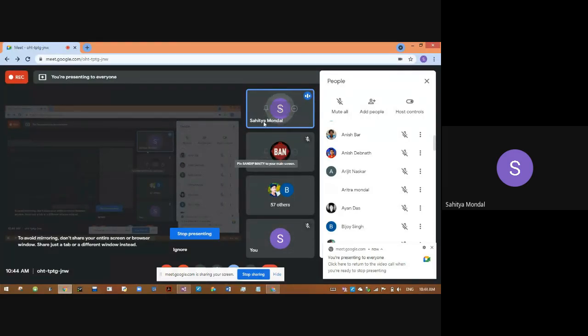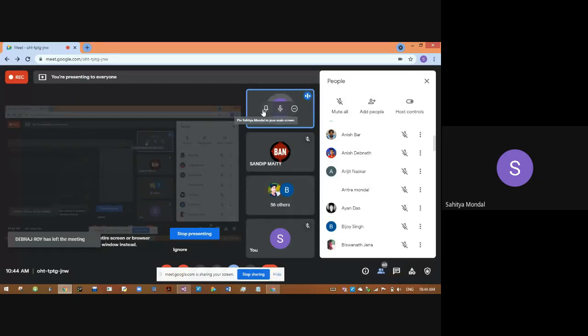Pin Sahitya Mondal to the main screen. That means if any other person shares the screen, you cannot see theirs, only my screen. Okay, understood? Okay, do it ASAP.